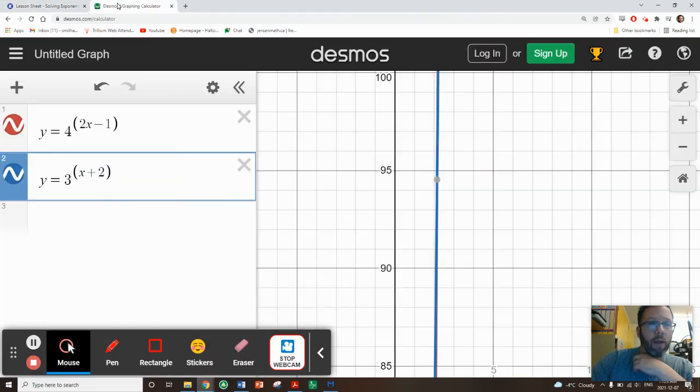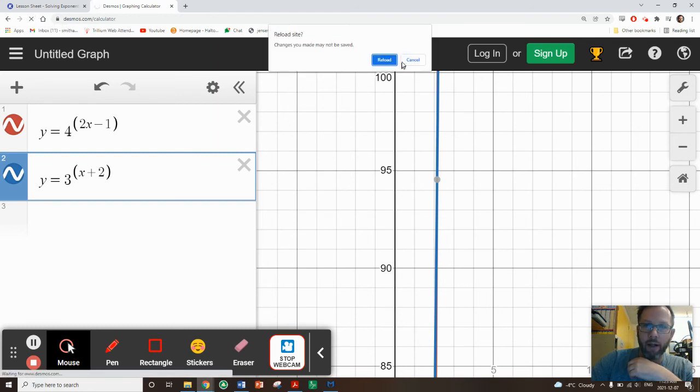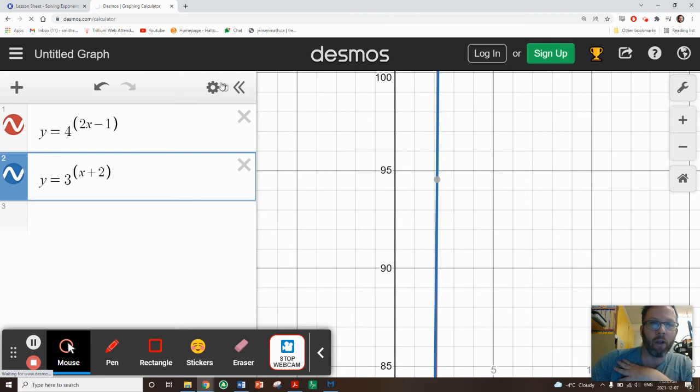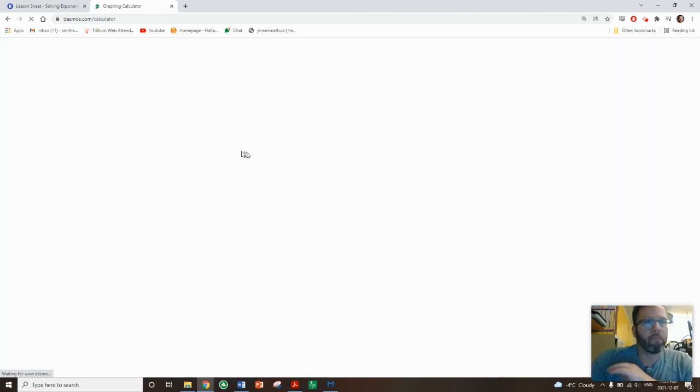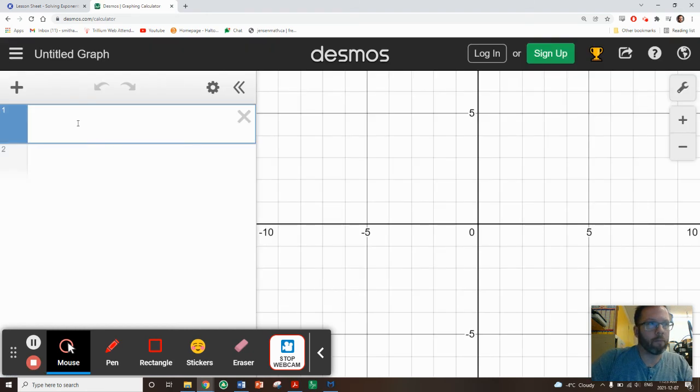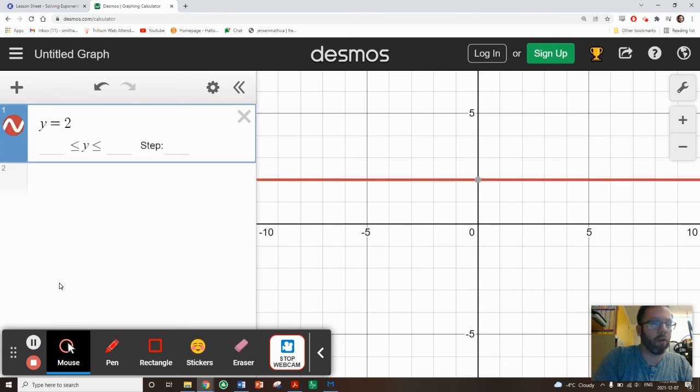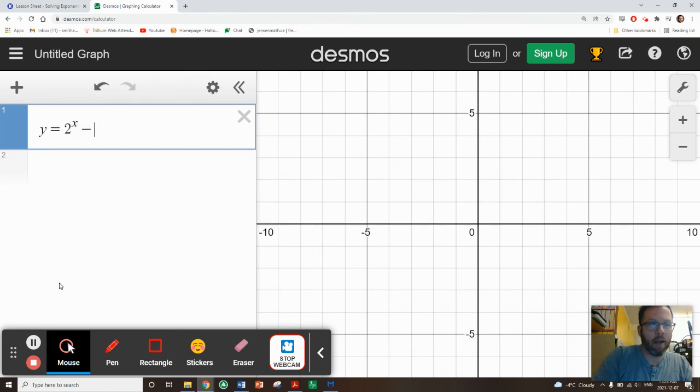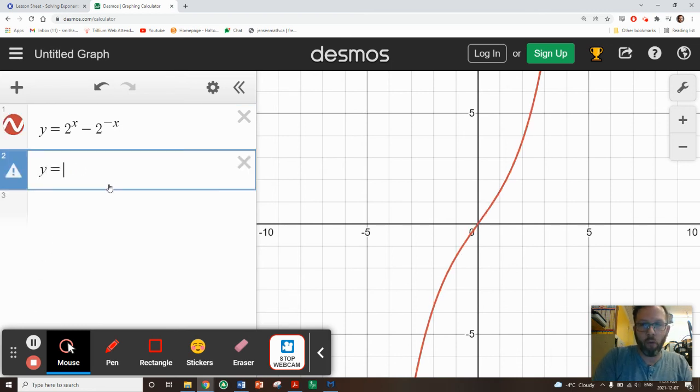So I'm going to head back to Desmos. I'm going to just refresh everything. There's probably a way to clear it, but I'm just going to refresh my page. As we usually do, we're going to graph the left-hand side and the right-hand side of this equation. The left-hand side, 2 to the power of x minus 2 to the power of negative x. Okay, interesting looking function. And then we'll graph y equals 4.